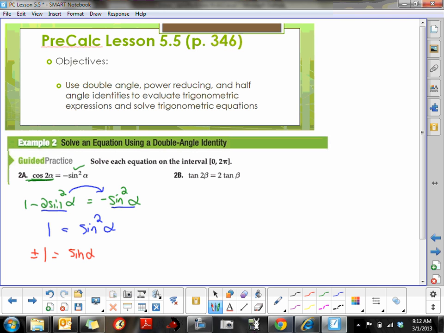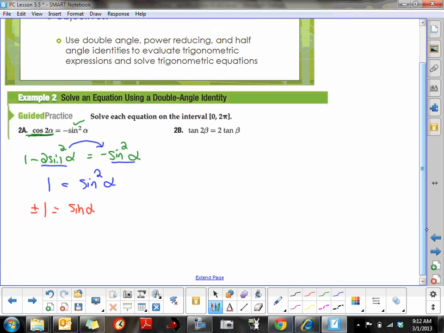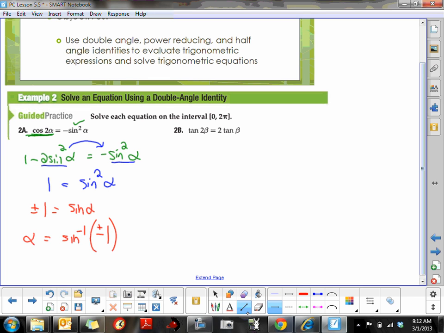So now we want to find the value of alpha. In order to find the value of alpha, we have to undo the sine, so we'll do the inverse sine. I'm just going to switch the order around. So alpha has to equal the angle whose sine value is either a positive or a negative 1. Whenever we have values of 1 or negative 1, I would make sure that I understand exactly where that angle is. And these two are quadrantal angles.